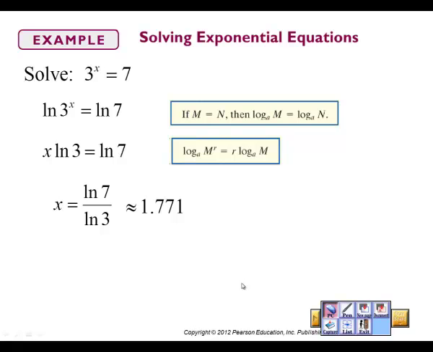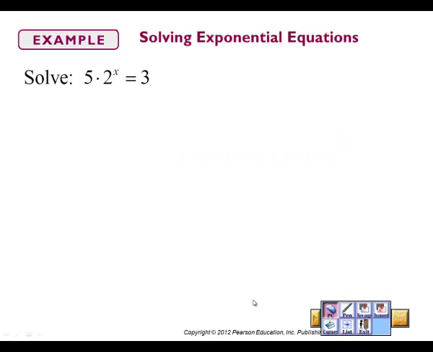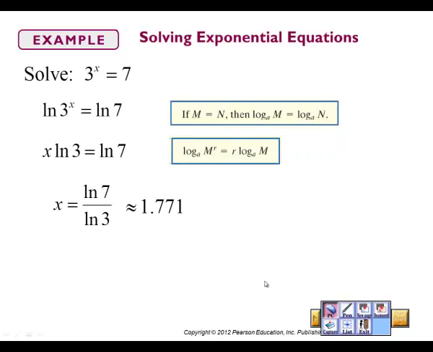And then we get the same answer. Round it off to 3 decimal places, and we get 1.771, and that's our answer. If you wanted to check it, don't round it off: store this answer into x and then put 3 to the x power, and you'll get 7. But if you round it off, then you're going to get something close to 7.